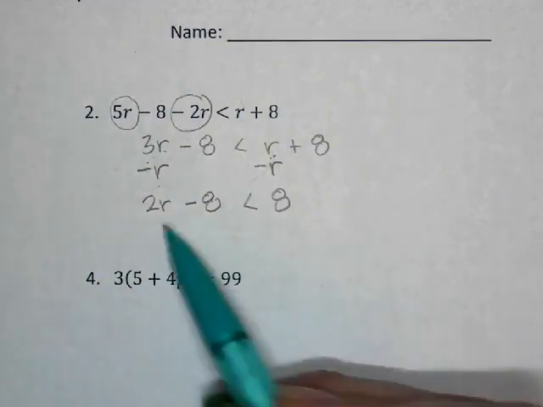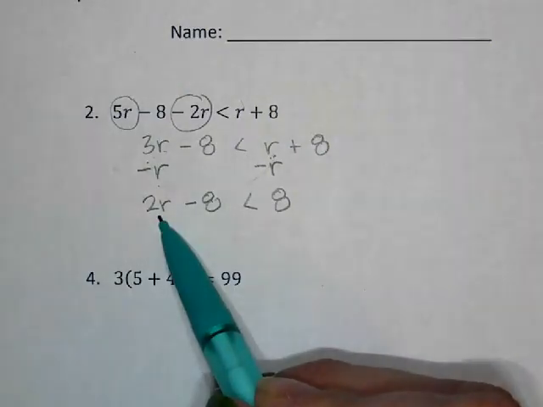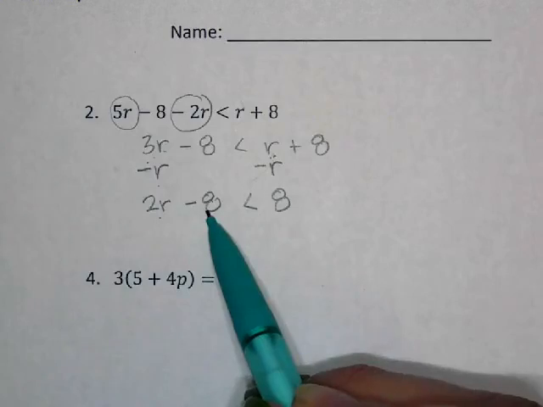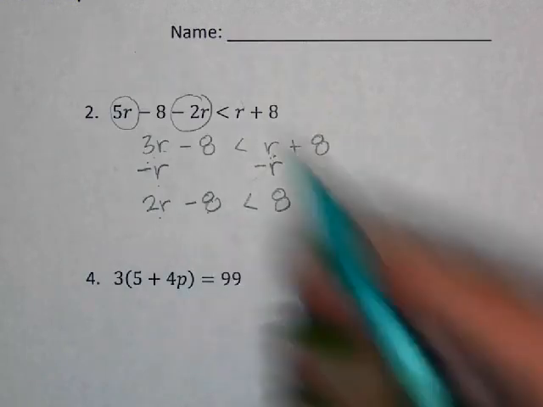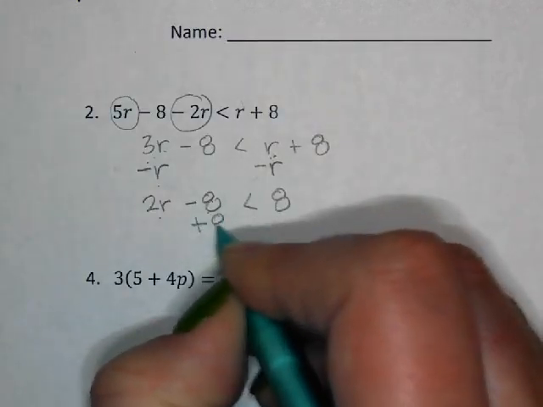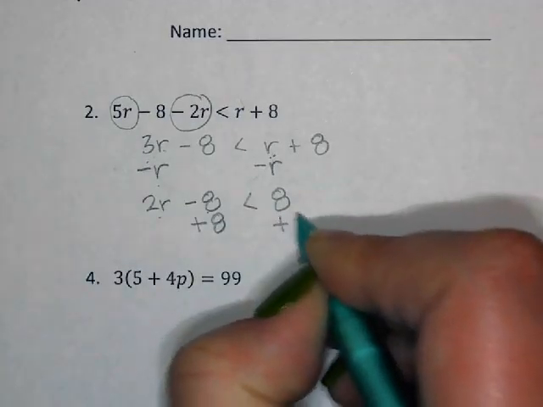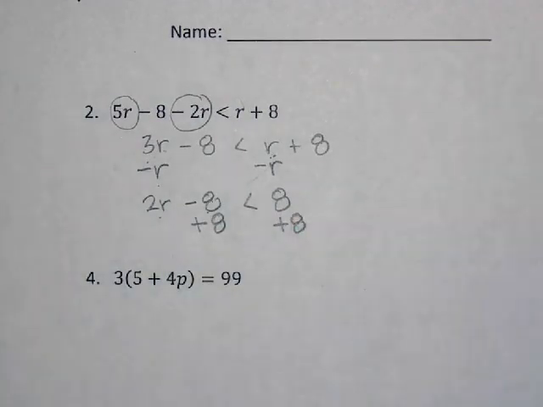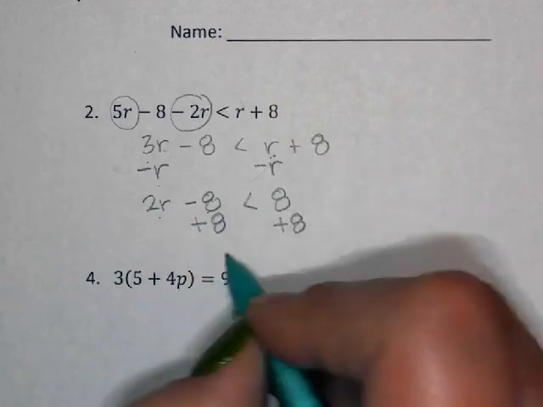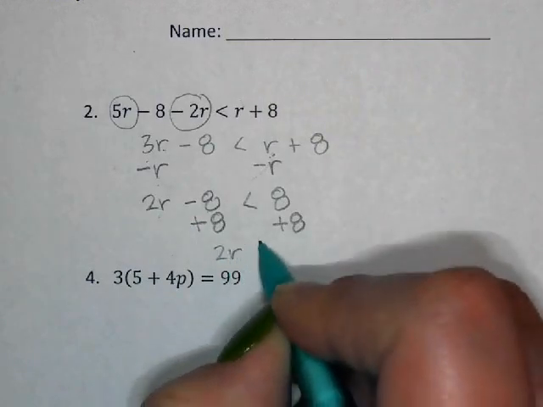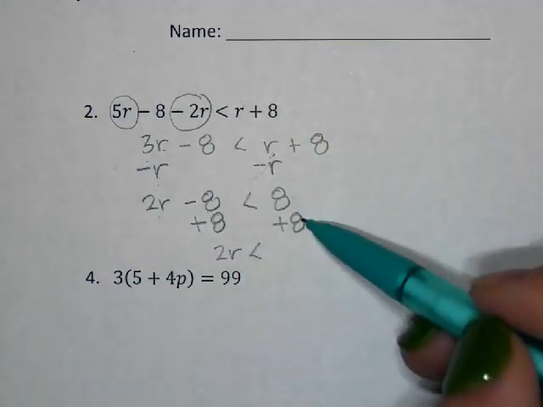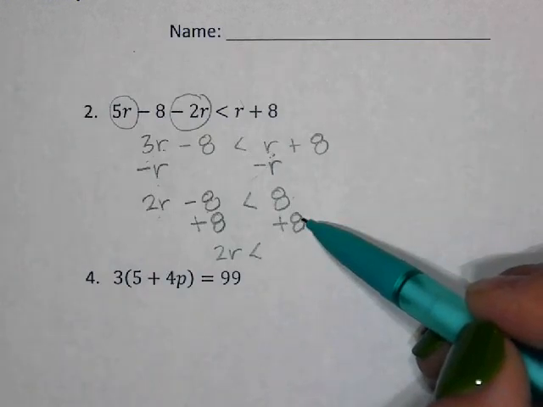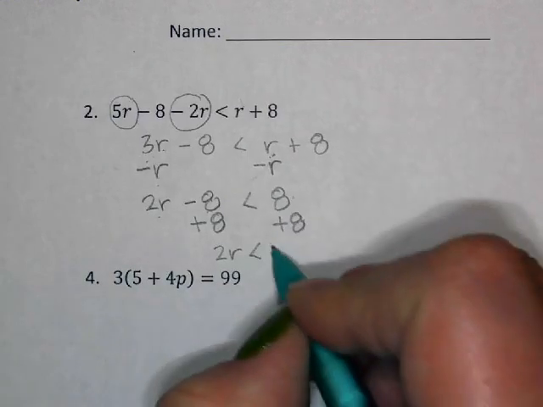All right. So we want the r to stay by itself over here. So how do we get rid of a negative 8? We're going to add the 8. And add the 8 over here. Okay, so the 2r is going to be the only thing left over on the left side. A positive 8 and a positive 8. Say it again. 16.